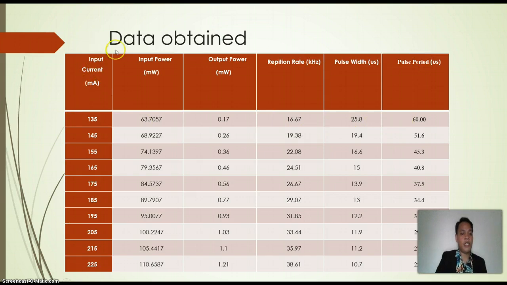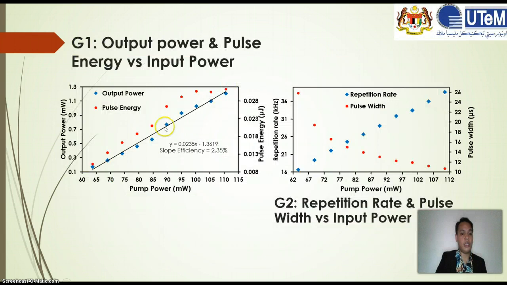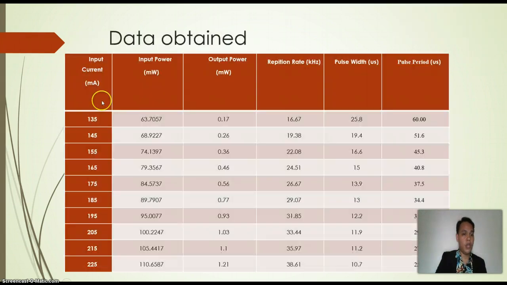To analyze it, I have to make a graph of the input pump power. So I need to convert the input current into input power by using the formula. After I have changed the ampere to the milliwatt, this is the value of the power.